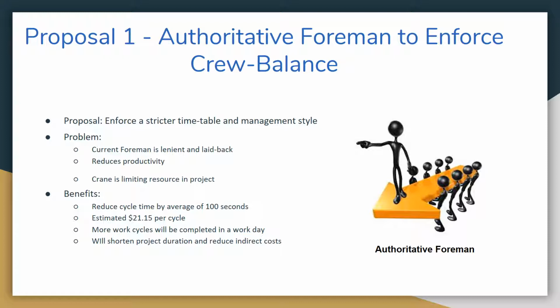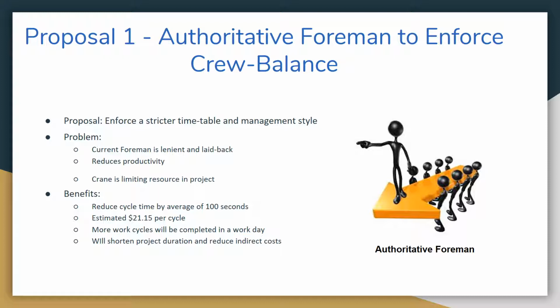Proposal 1 is to propose an authoritative foreman to enforce crew balance. As of right now, the foreman on site is lenient and laid back, which calls for a lot of communication between installers during cycles. While communication among workers is acceptable and encouraged, the crane is the limiting resource on this project and is therefore the key determinant in the cycle time. If we were to enforce a stricter management and reduce the communication during cycle times, the average cycle time would be reduced by 100 seconds.